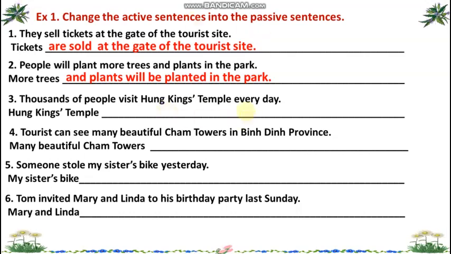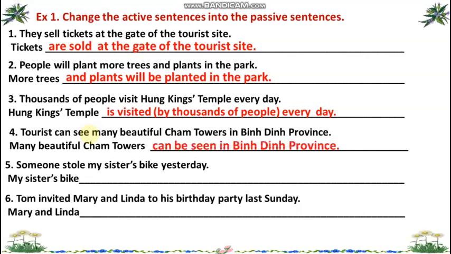And number 3, we can see every day. Every day is a simple present. And we have Hung King Temple is visited by thousands of people every day. And number 4, we can see can, right? Can see. So the new sentence is many beautiful tower cranes can be seen in Binh Duong province.